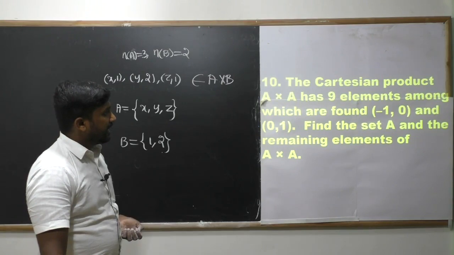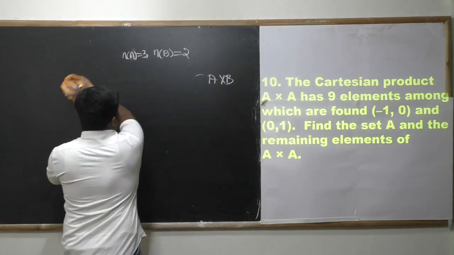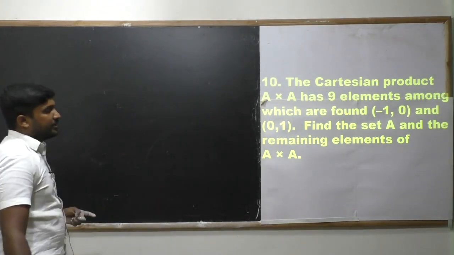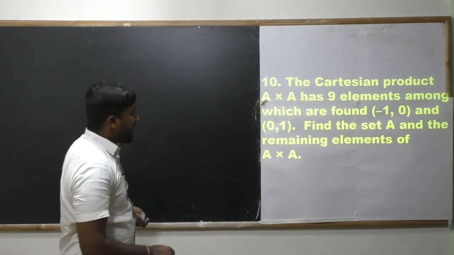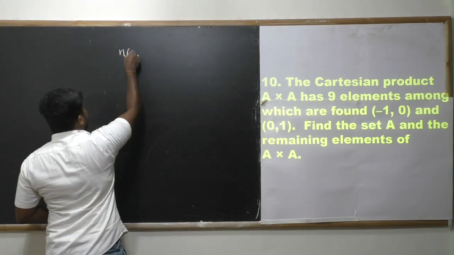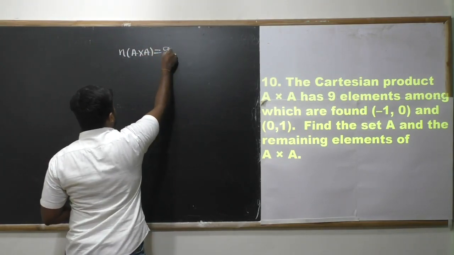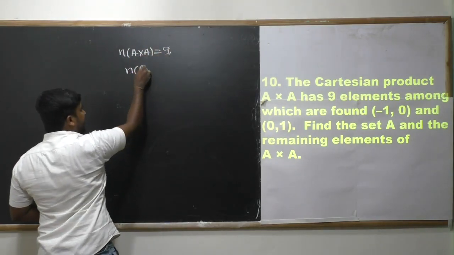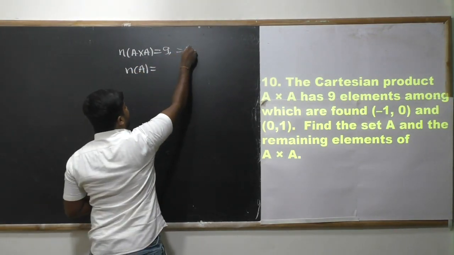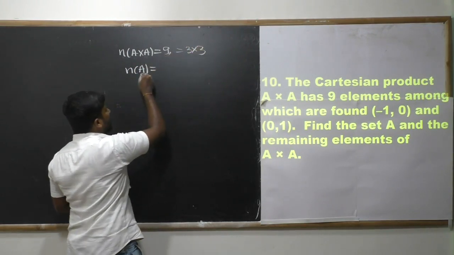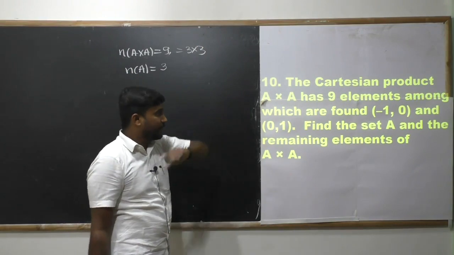Okay, next, last problem, question number 10. The Cartesian product A cross A has 9 elements. Given that n of A cross A is equal to 9, then what is n of A? A cross A contains 9 elements. 9 means 3 into 3. So what is the number of elements in the set A? 3. Okay, continue the question.